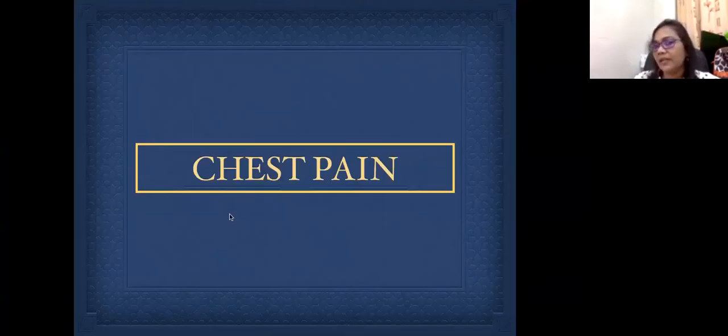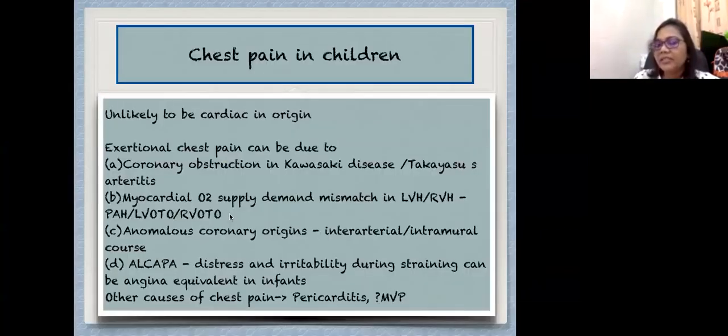So we'll look at chest pain in a little bit of detail. As I already mentioned, chest pain in children is unlikely to be cardiac in origin, but in all these patients, you should ask and rule out certain diseases. Exertional chest pain in children can be due to coronary obstruction in Kawasaki disease or Takayasu arteritis. The patient can have a myocardial oxygen supply demand mismatch, like what happens in right or left ventricular hypertrophy. It could happen in patients with pulmonary hypertension. It could happen in patients with any form of left or right ventricular outflow tract obstruction.